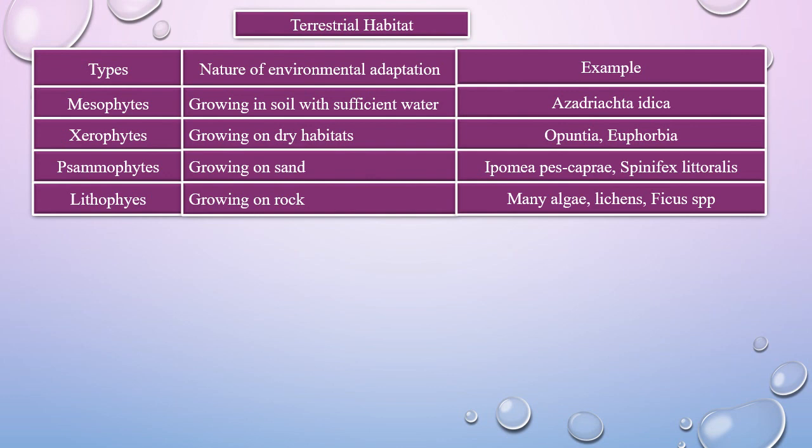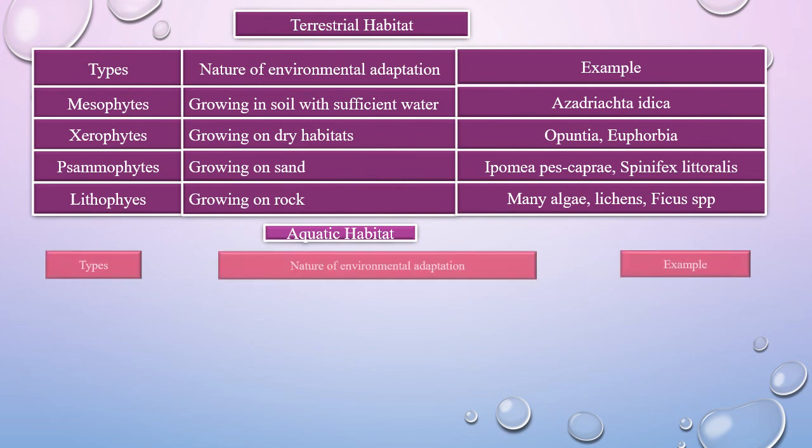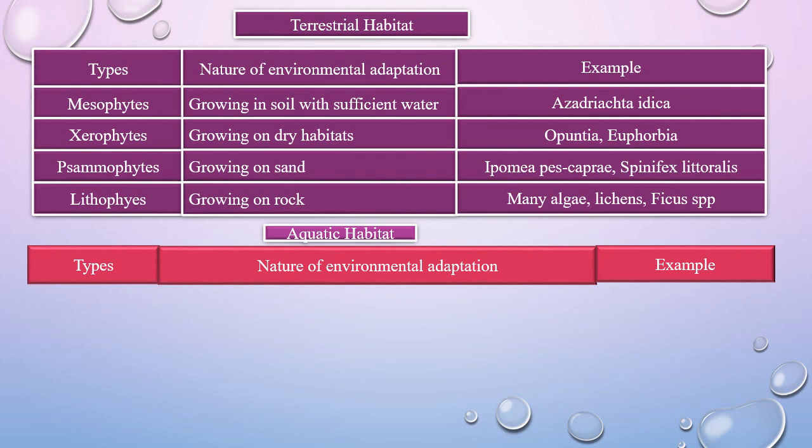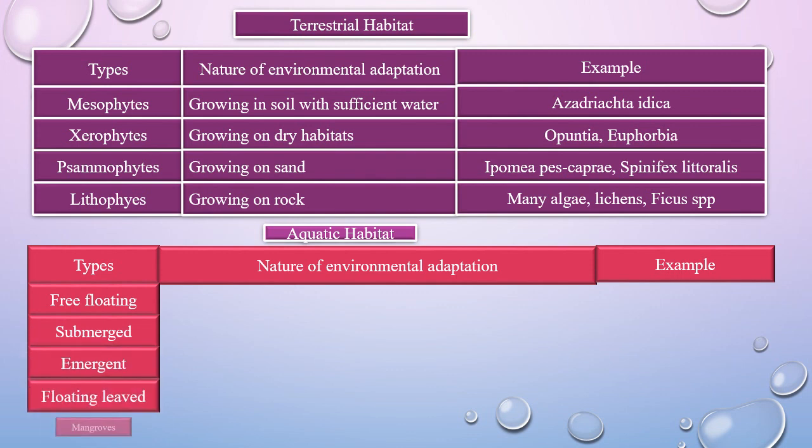The next thing we are going to see is the aquatic habitat. When we talk about the aquatic habitat, we already know that it means the plants which are living in water, otherwise known as hydrophytes. This is classified into 5 categories: free floating, submerged, emergent, floating leaves and mangroves.